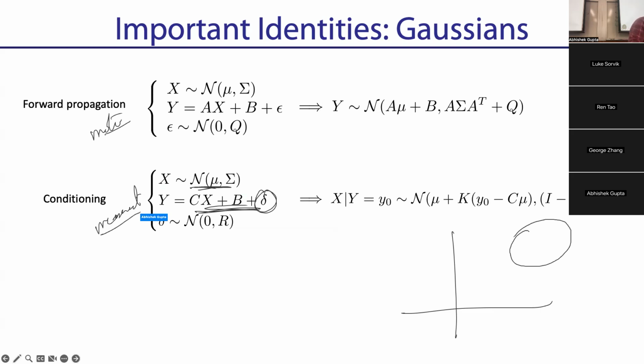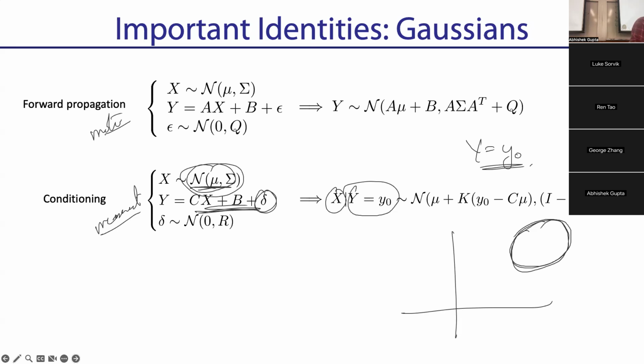Intuitively, what it says is: how do I refine my distribution over X when I get extra evidence that Y is equal to y naught? I have this Gaussian, which was my uncertainty over what X was going to be. Then I got some evidence, not about X, but about some related thing Y. So Y is related to X.